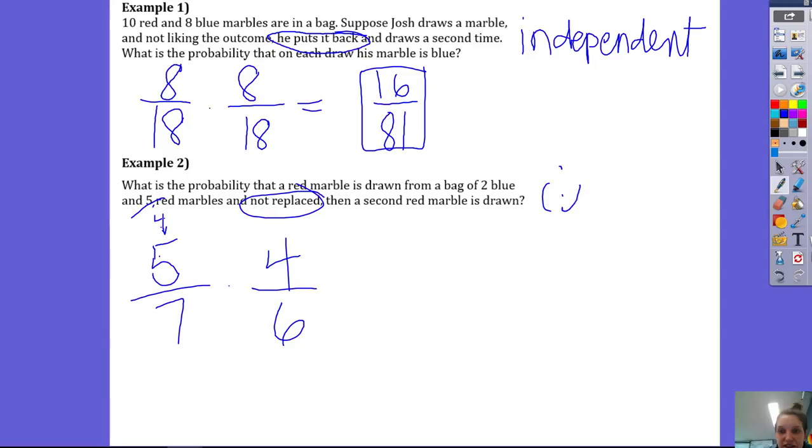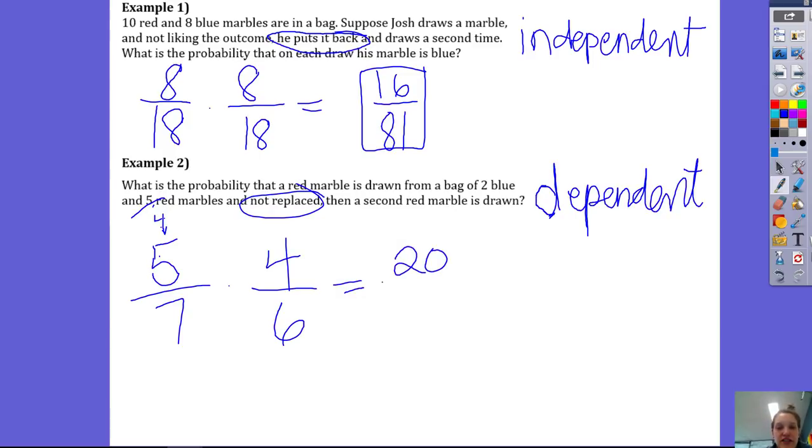So these two events are dependent because the probability of drawing the second red marble depends on what happened with the first draw, because since I'm not replacing that marble, I've changed the total number of marbles and I've changed the total number of red marbles. So this will give me 20 over 42, which reduces to 10 out of 20.